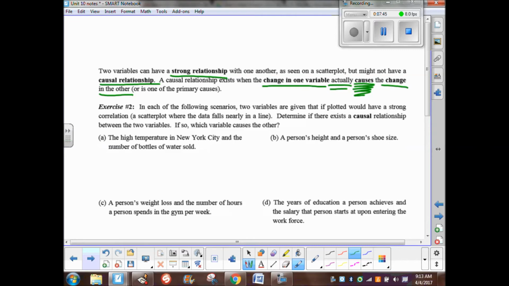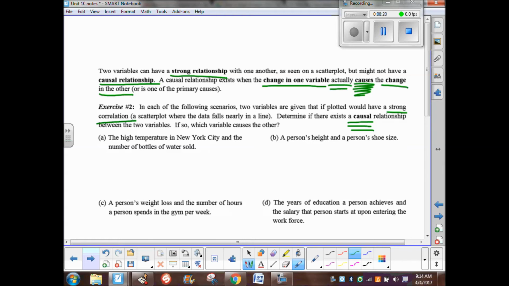So it says, in each of the following scenarios, two variables are given that, if plotted, would have a strong correlation. We already know they are correlated. A scatter plot where the data falls nearly in a line. We know that they are strongly correlated or related to each other. Determine now if there exists a causal relationship. Does one cause the other to happen? If so, which variable causes the other? So we've got 4 examples here. Let's do this first one together.